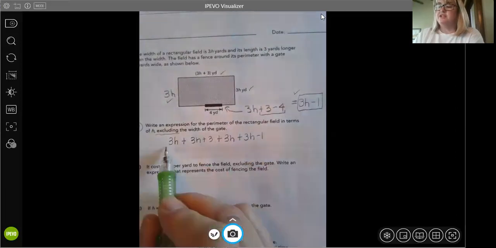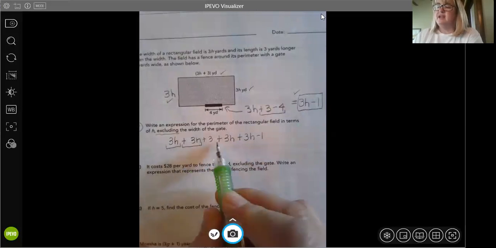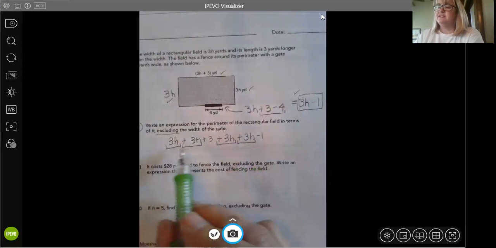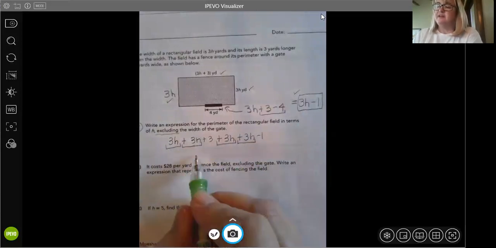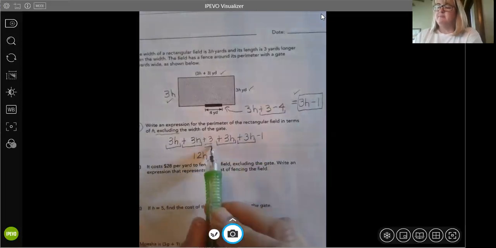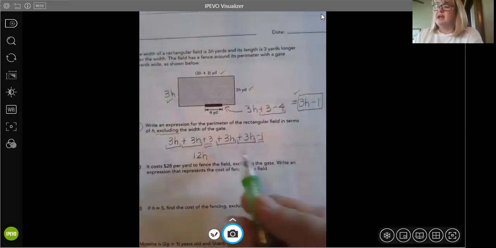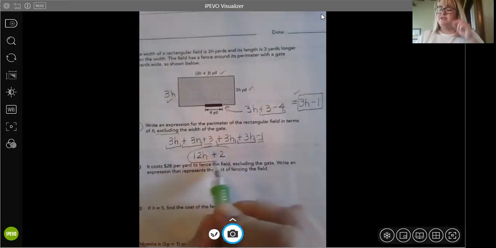So we've got 3h plus 3h plus 3h plus 3h. So 3 plus 3 is 6, plus 3 is 9, plus 3 is 12. So that simplifies to 12h. Then we got a plus 3 and a minus 1. Well, 3 minus 1 is 2, so we add 2. So it is 12h plus 2.